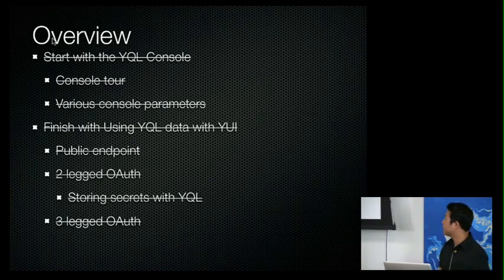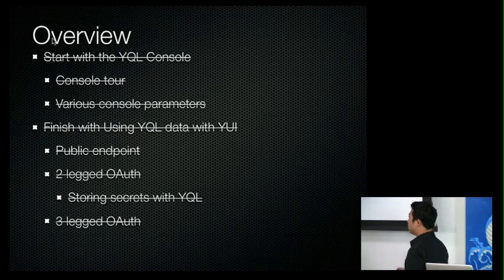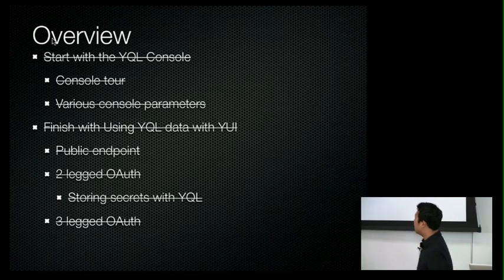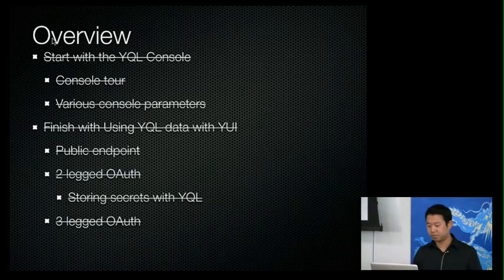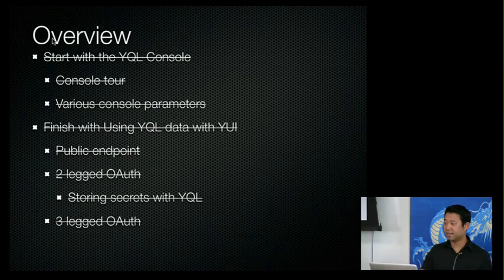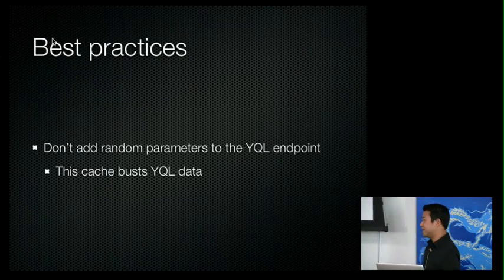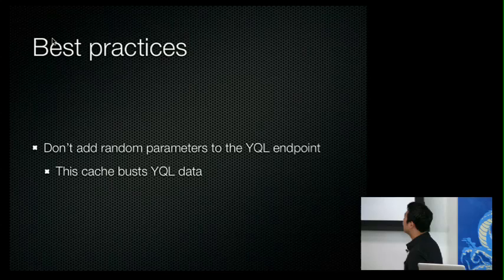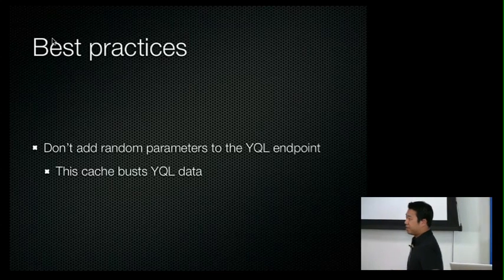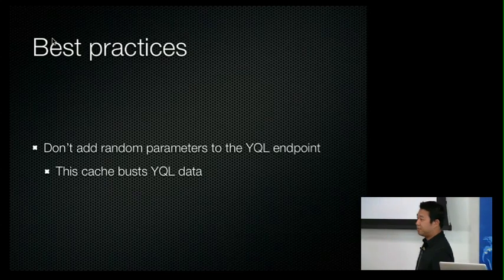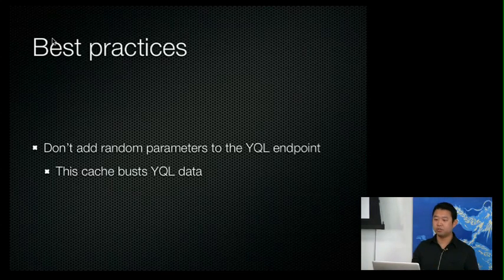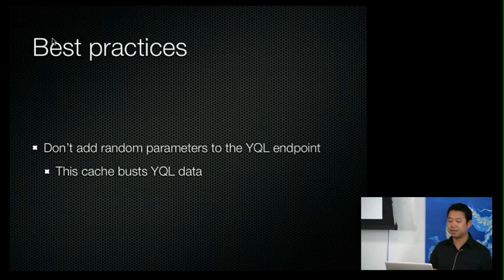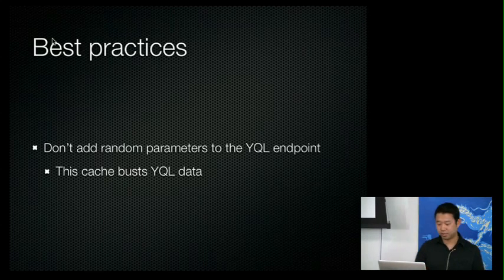So I talked about how you use YQL data with YUI, using the public endpoint and the authenticated endpoints with two-legged OAuth, storing the secrets with YQL storage, and how to access three-legged OAuth data with YQL. Now, there are some best practices that I want to add. Don't add random parameters to the YQL endpoint. What that does is bust the cache, which means it will take longer for the YQL engine to get your data back, something you don't want.